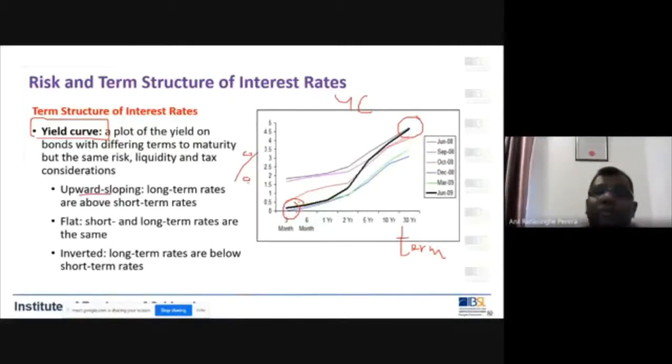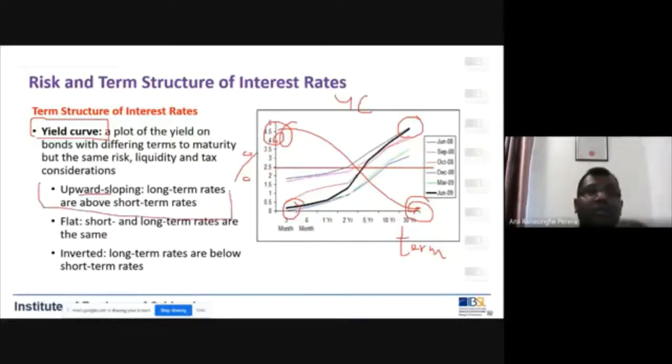There could be some other situations, where the yield curve is becoming flatter like this. You can't say anything about whether short-term or long-term rates are higher. There could be some other situations, especially during crisis time, pandemic times, extraordinary times. The yield curve will be like this. Short-term rates are high, but long-term rates are low. So you call it an inverted yield curve. Typically, what we are interested in is the upward sloping yield curve, which can be observed in the economy in usual times.